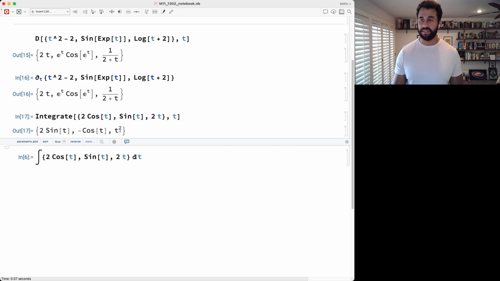One little note I'll make is that they're letting c be 0 here, so this is like the antiderivative you get when c is 0, but you can see that it's still giving you the formula for the antiderivative. That's the important part.